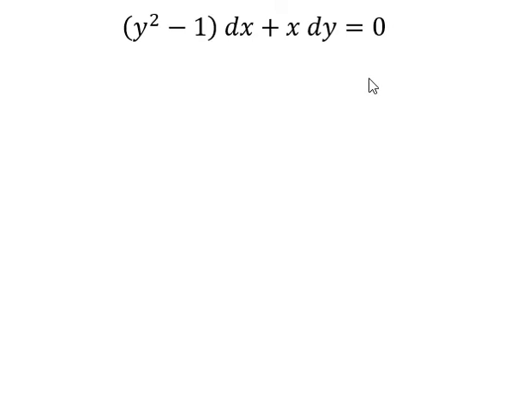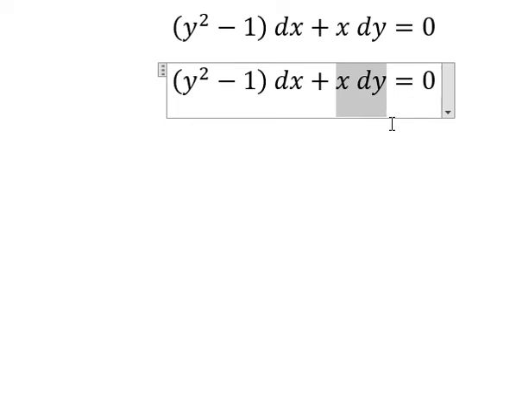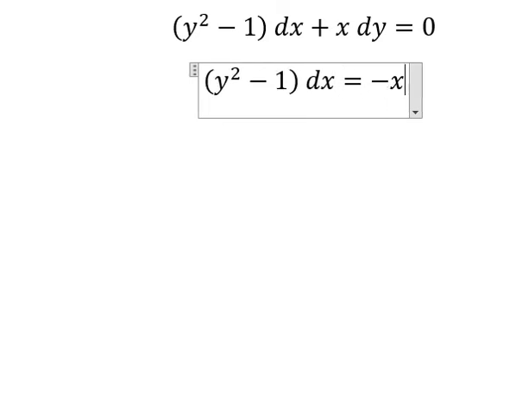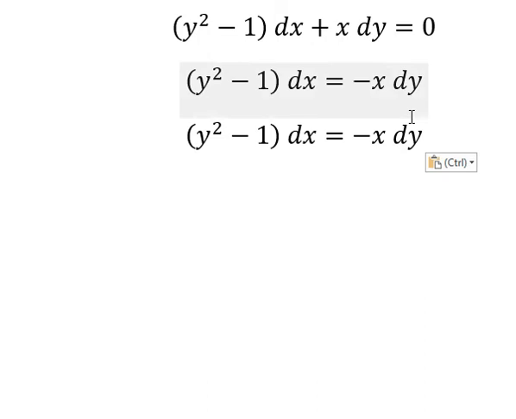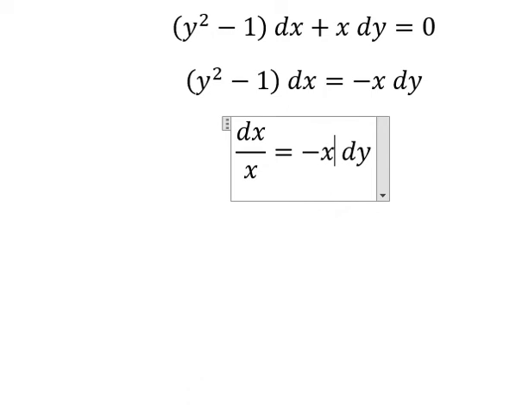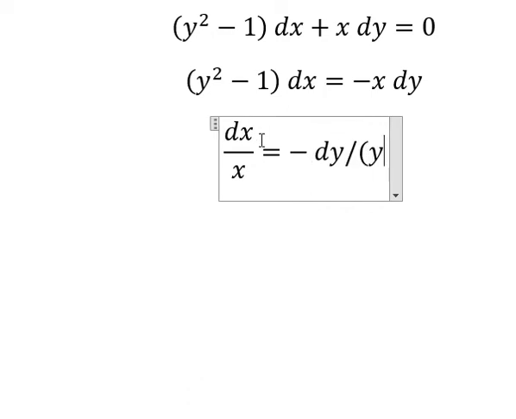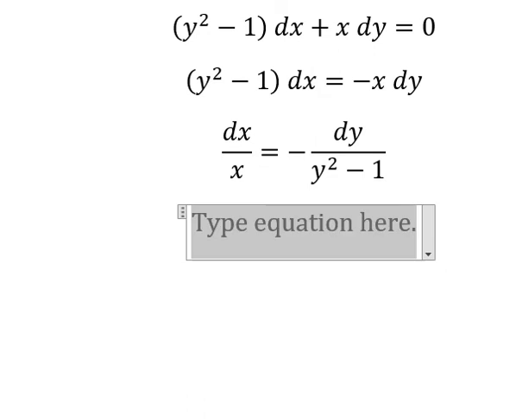So now I will show you how to answer. So I will put this one to the right. Next, we divide both sides by x and y squared minus 1. Next, we need to put the integration for both sides.